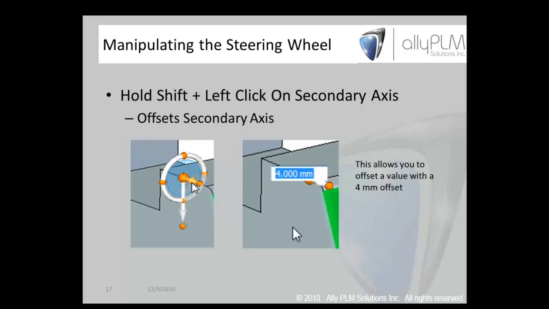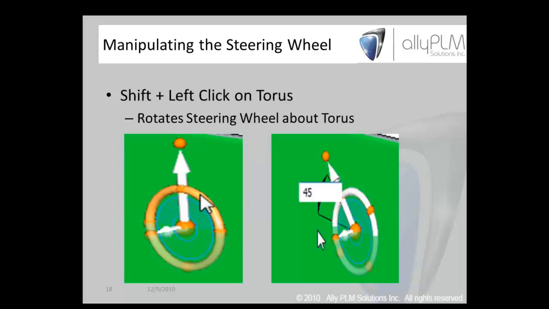If I shift and left click on the torus, it's going to actually rotate the steering wheel about the torus. So maybe, on the left screenshot, you see the primary axis is straight up, so let's call that 90 degrees. And maybe I don't want it straight to the left at 0, I want it more at a 45-degree vector. So if I shift and left click on the torus, you're going to see that that gives me a dialog box to type in something like 45 and lock in that other vector angle.